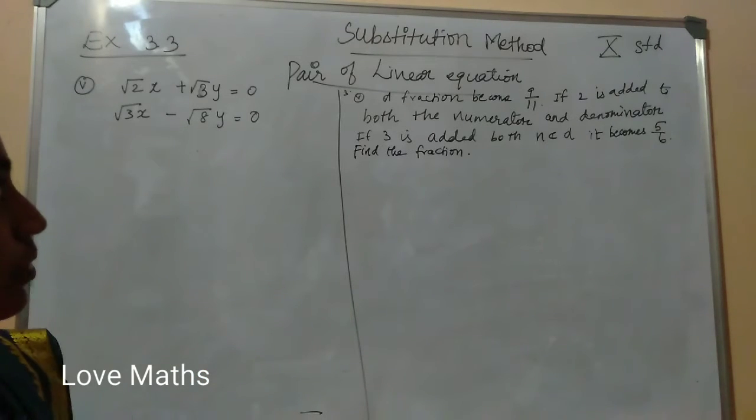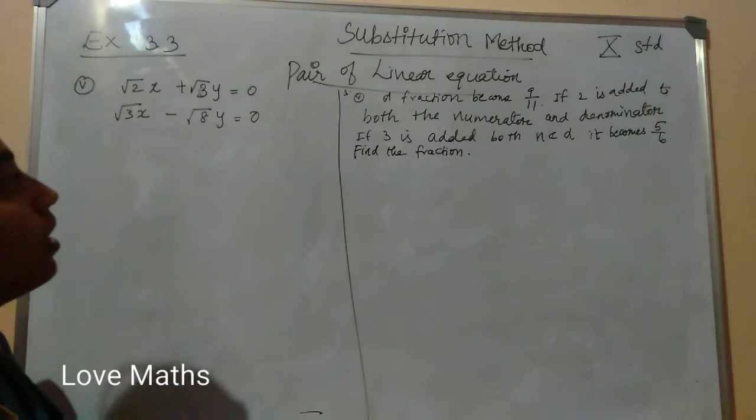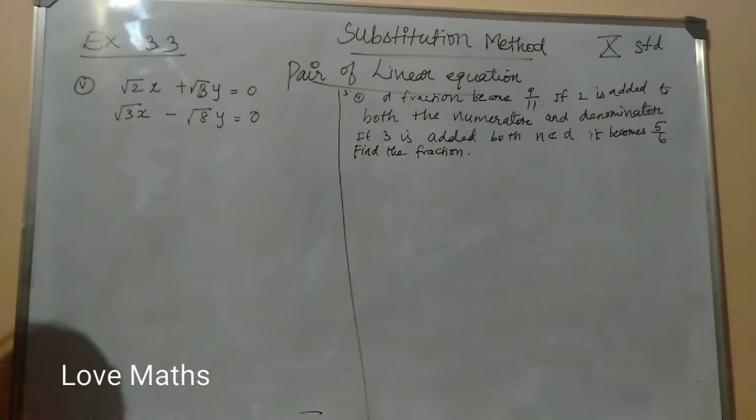The unit is the third unit. Now we are going to see exercise 3.3, a few sums. First one, they only gave the equations. You have to find the solution, that means the x and y values. The question is root 2x plus root 3y equal to 0, root 3x minus root 8y is equal to 0.